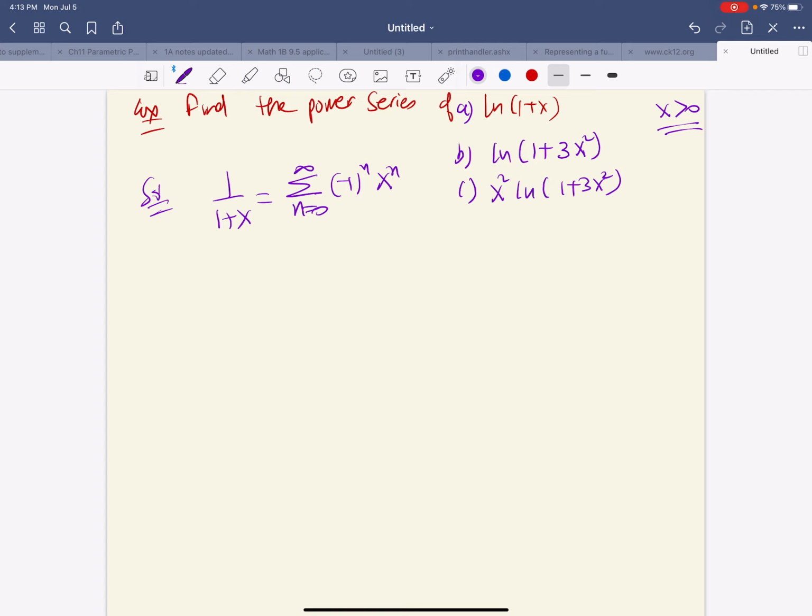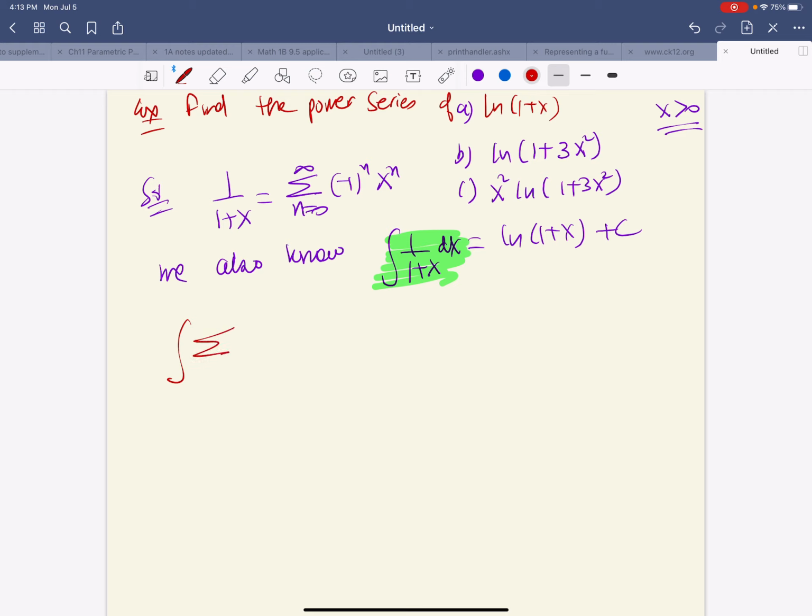Now, we also know, what is the integral of 1 over 1 plus x dx? It's natural log of 1 plus x, right? It's natural log of 1 plus x plus a c, which we can worry about in a minute. So we can go ahead and integrate the power series for this function. We would be able to get the power series for natural log of 1 plus x. So let's integrate the power series, n equals 0 to infinity, negative 1 to the power n, x to the power n, dx, which is equal to natural log of 1 plus x.